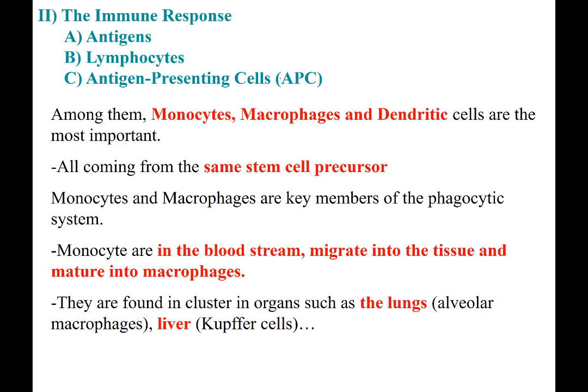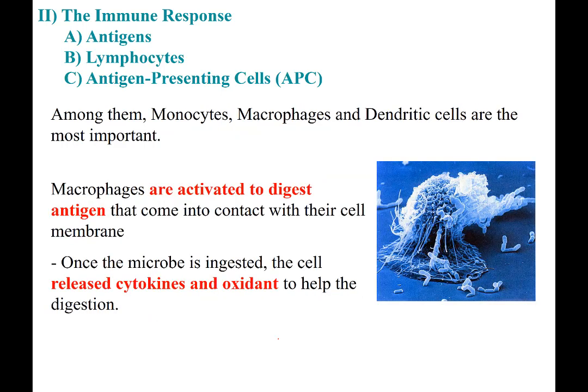So antigen presenting cells, I said that here, they are monocytes, macrophages, dendritic cells, all of those are the same. Okay? So it depends on where they are. In the lungs, we call them alveolar macrophages. In the liver, it's Kupffer cells, and so on. Here you have a nice electron microscopy picture on the right.